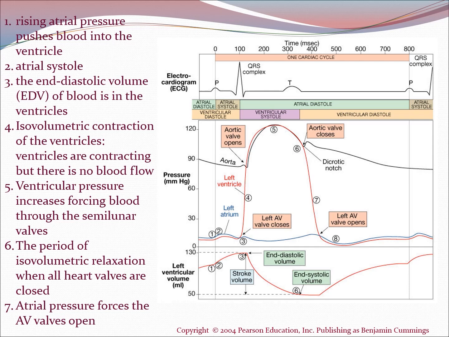Number 4, the isovolumetric contraction of the ventricles. The ventricles are contracting, but there is no blood flow. Number 5, the ventricular pressure increases, forcing blood through those semilunar valves, your aortic and pulmonic valves. Number 6, the period of isovolumetric relaxation when all heart valves are closed. Number 7, atrial pressure forces the AV, the atrioventricular valves, open. These are your mitral and tricuspid valves. And then number 8, the cycle will begin again.